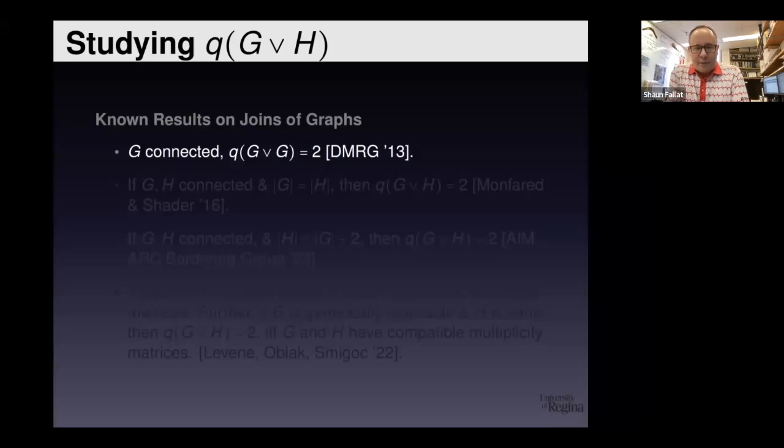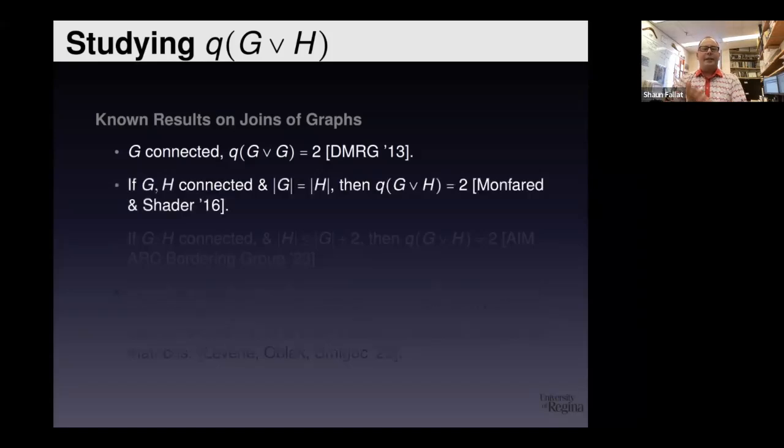So in that '13 paper that I mentioned now a few times, we actually worked out that if you take a connected graph and you join it with itself, Q is 2. And that was really cool. We suspected that a lot more was true, but we didn't sort it out.